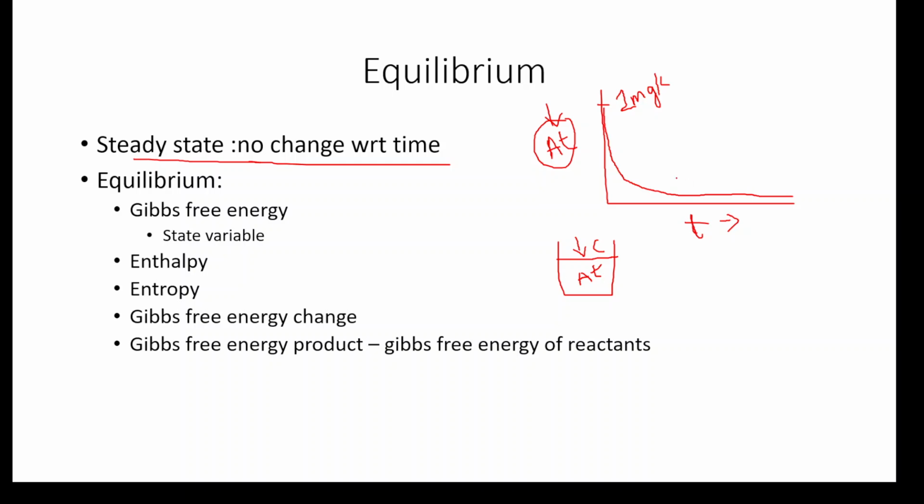This is time. With increasing time, the concentration of that particular compound is decreasing. From this point to, let's say, this point, it is in a non-steady condition because the concentration is continuously decreasing. But after a particular point to the end of the experiment, there is no change in the concentration. So here we can say that the compound or the reaction has reached steady state. This is what we call steady state, where there is no change with respect to time.